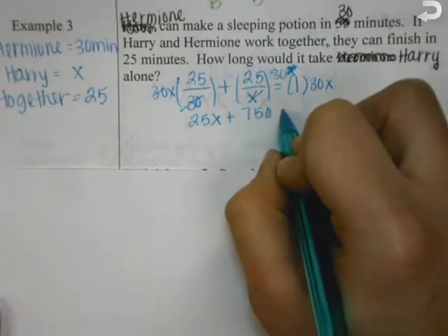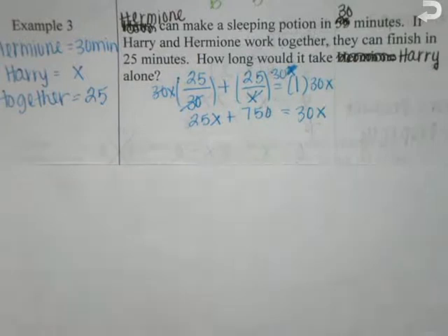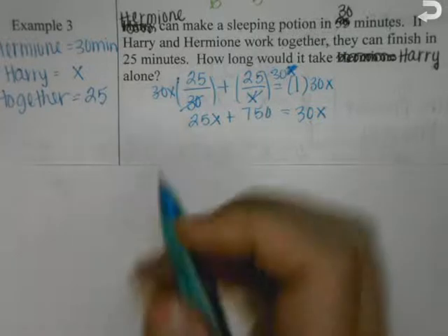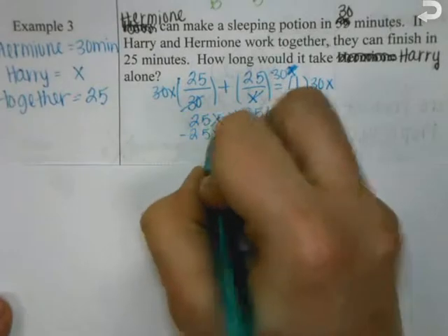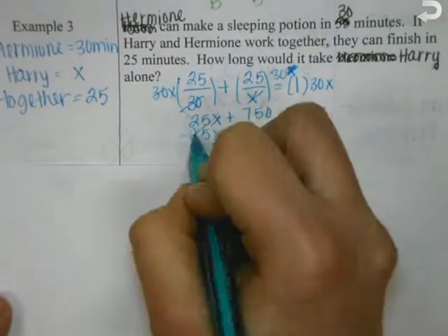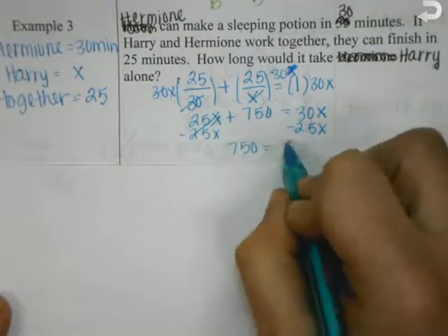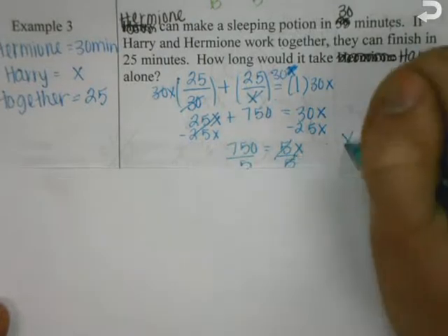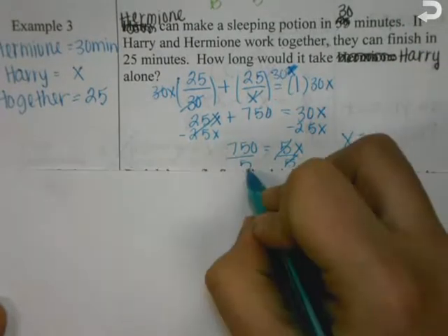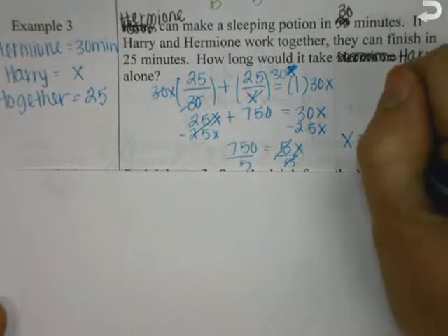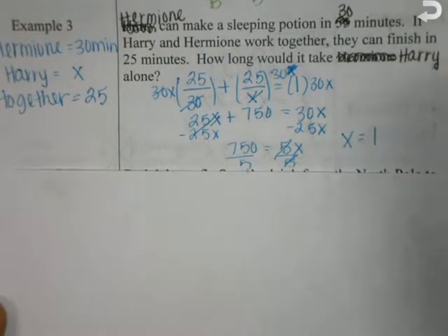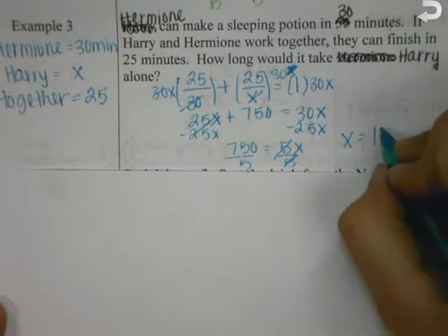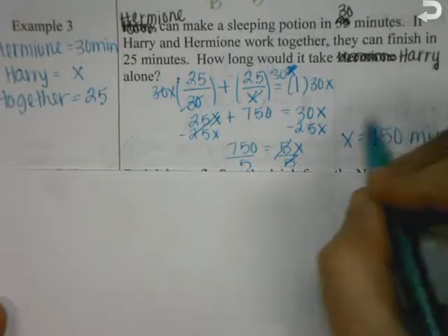So the steps here are a little bit different to solving, but not different than what we know how to do. What do you want to do next? Good, subtract 5x. So 750 equals 5x, and then how do I solve? Divide by 5. So x equals 150 minutes. Harry's really slow. I know. Yeah, Ron doesn't even make it into the picture.